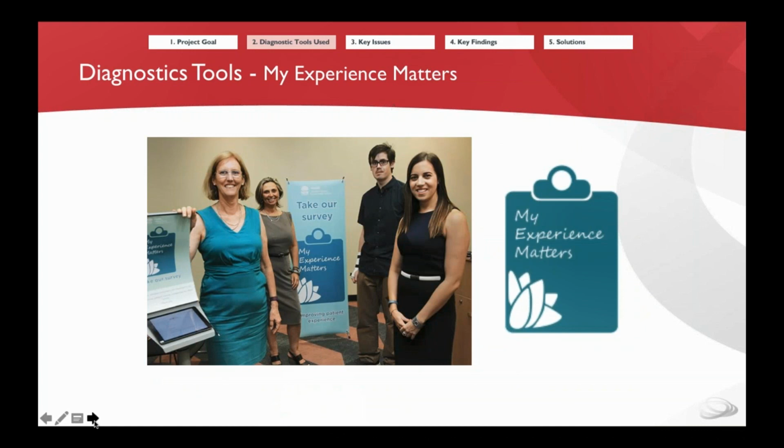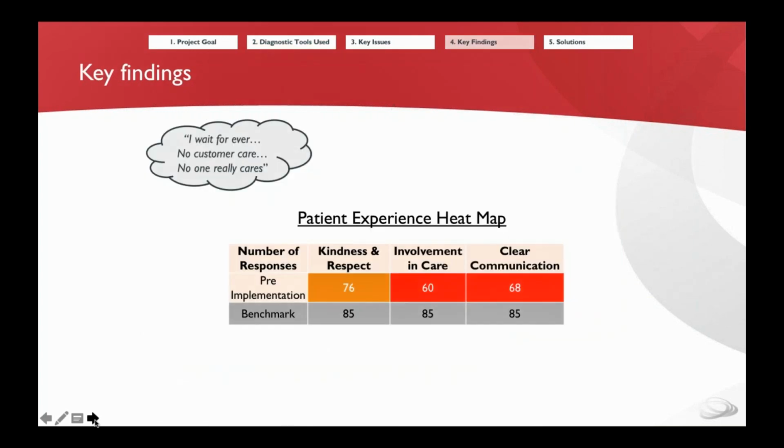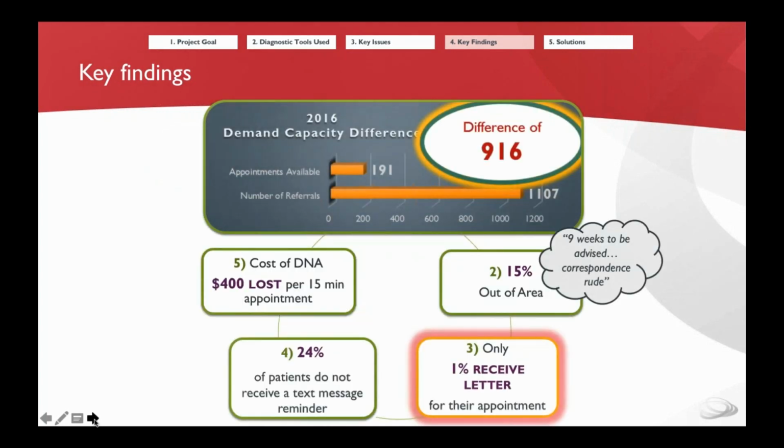And so they introduced this My Experience Matters survey tool, for which we provided the real-time patient feedback platform, and which they branded as the My Experience Matters survey. From that survey, they got very specific feedback from patients in real time around the domains in which that clinic was not performing well. They found that the scores around kindness and respect, involvement in care, and the quality of communication were in red. So the team thought we need to focus on that communication piece and find out what's really going on.